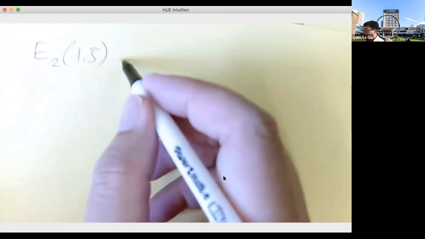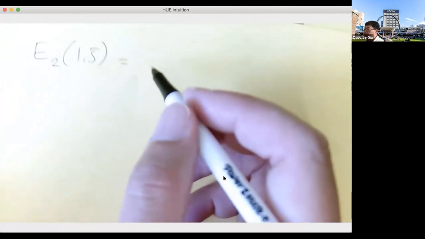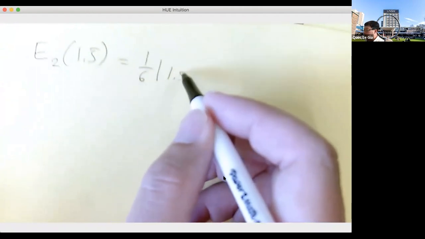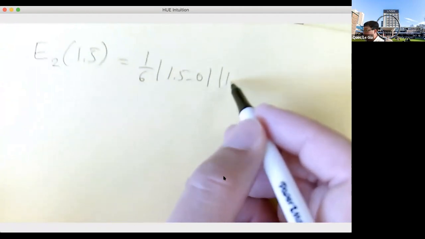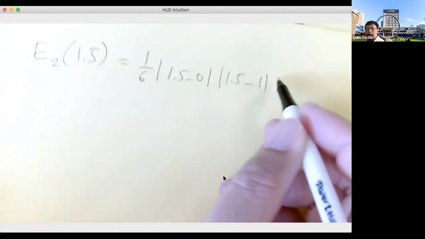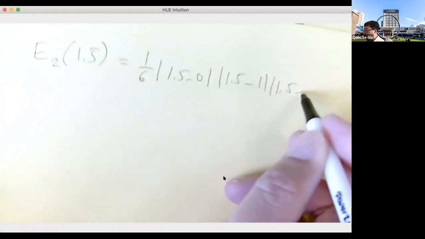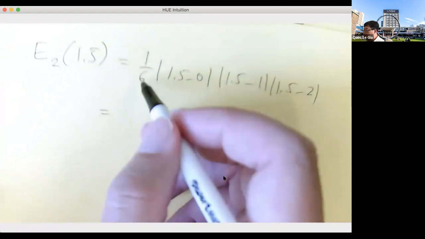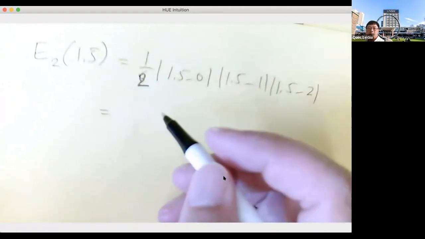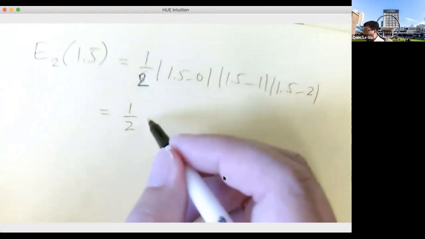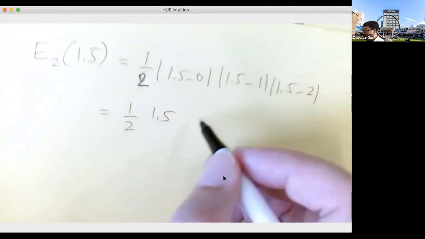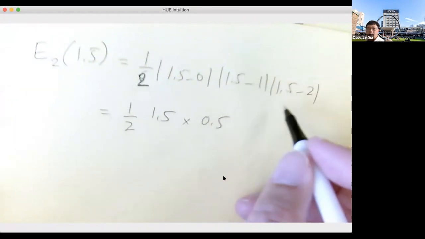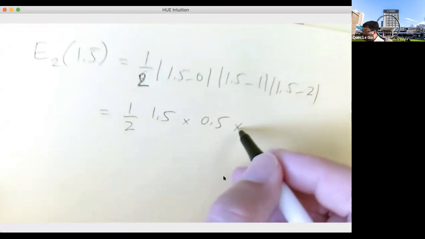We just equal. So now if you plug it in, remember, so we have 1/2 here, and 1.5 minus 0, 1.5 minus 1, 1.5 minus 2. So this one is, sorry, 3/6 is 1/2, not 1/6. So 1/2, and this one 1.5. So this one is 0.5. And this one is minus 0.5. Take absolute value, it is 0.5.